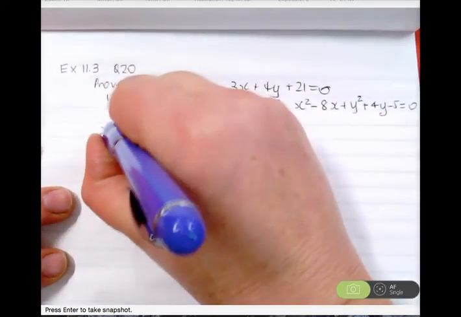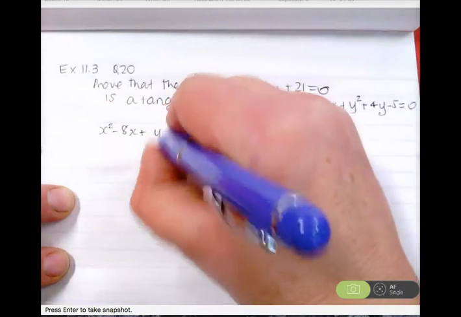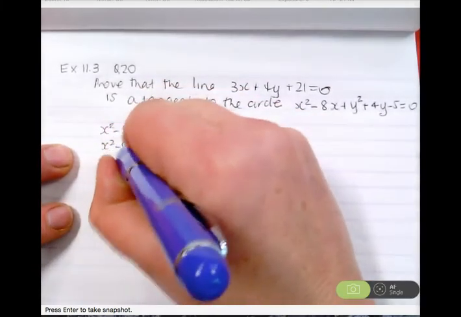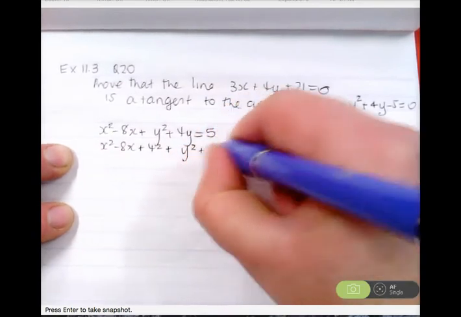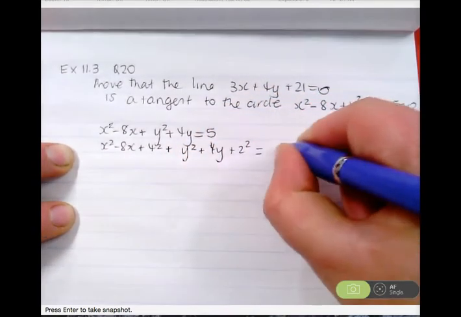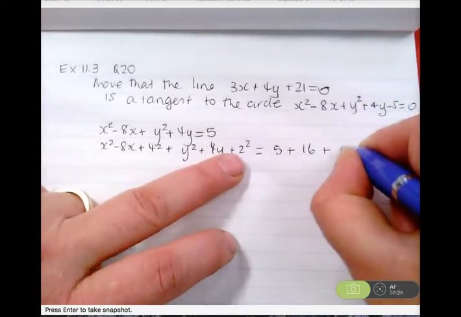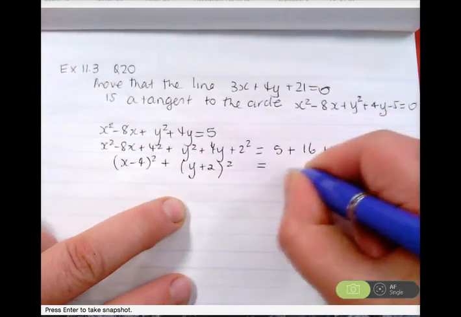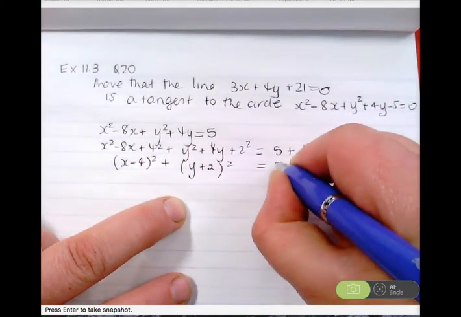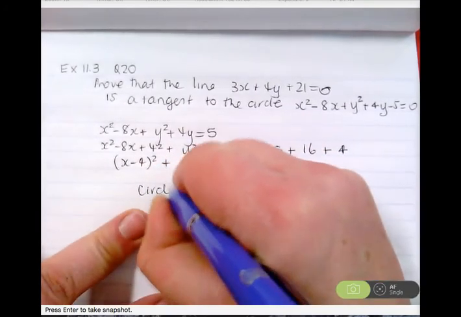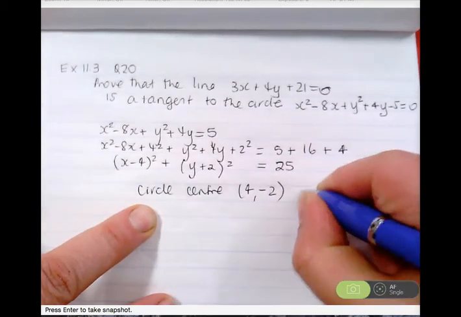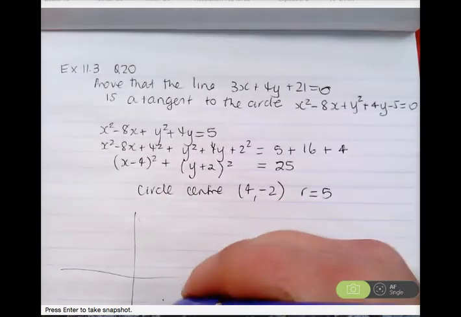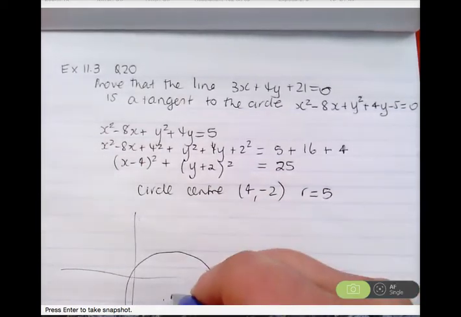Complete the square, let's go. x squared minus 8x plus y squared plus 4y equals 5. So let's complete the square now. x squared minus 8x plus 4 squared, plus y squared plus 4y plus 2 squared, is 5 plus 4 squared, which is 16, and 2 squared is 4. So we get (x minus 4) squared plus (y plus 2) squared is 25. In other words, it's 5 squared. So therefore, this is a circle, center (4, negative 2), radius equals 5. So a quick sketch: center down here somewhere, radius is 5. This is my circle.